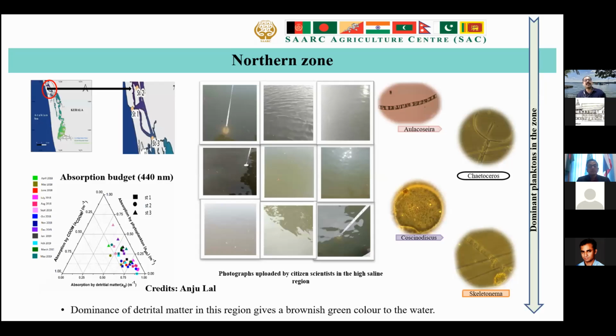When it comes to the northern zone, where it is very close to the coastal waters, the dominance was for detrital matter in this region. The water was brownish green in color. This is exactly the bar mouth in the Cochin area, where there is a shipping channel. There is a port there. So the entry of the coastal waters happens. It is a saline zone. The northern zone is a saline zone. So there the water was mostly brownish green in color.